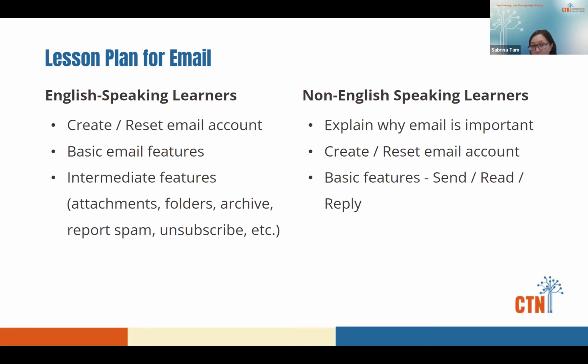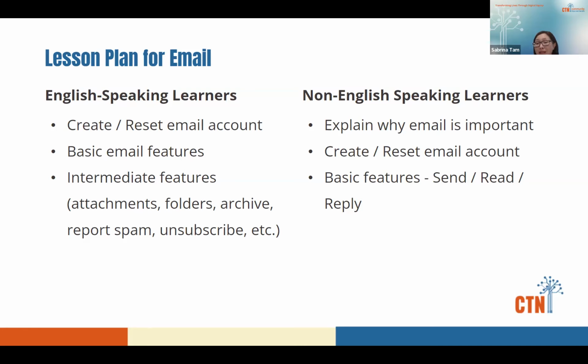But for non-English speaking learners, because they don't use email a lot during day-to-day, or they don't use email at all for the day-to-day, instead we have to explain to them why email is important. Otherwise, they would say, oh, I don't want to use it, I don't need it. But email is crucial, essential if you are online.